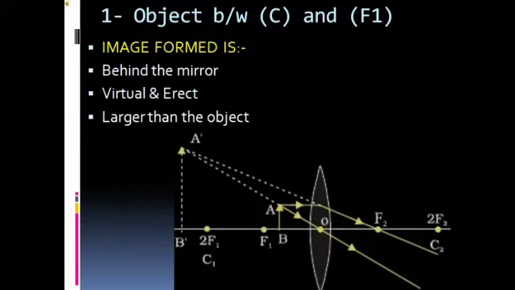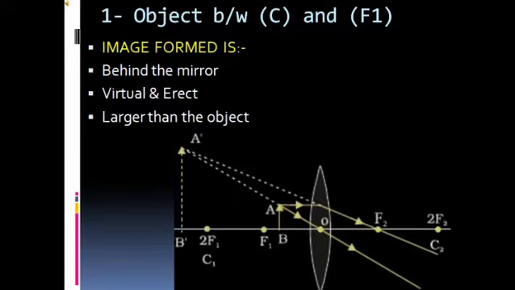First is object between optical center C and focus F1, that is your left side focus, isn't it? Now here is the object AB placed over here. Two rays will be passing through it. A ray which is parallel to the principal axis will pass through the focus after refraction. F2 here is your refraction part. Now if I extend this backward, it will be coming to the left side of the lens.